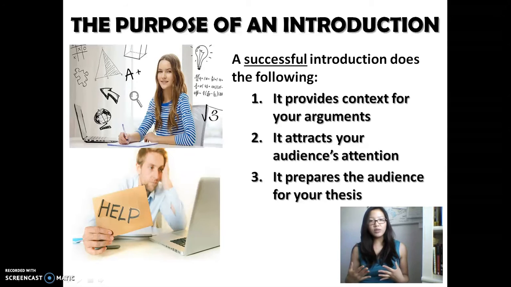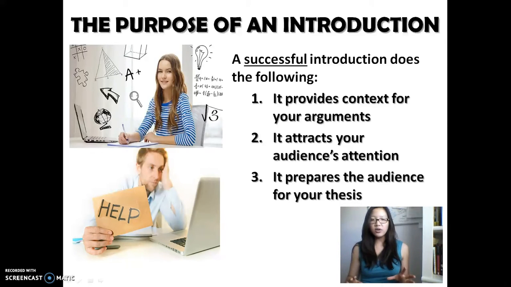So, starting with the purpose of an introduction, we can say that a successful introduction does the following. First, it provides a context for your arguments. Context meaning that there's some background information provided, but not too much, just a little tidbit of information so that your reader is enticed by what you're going to be informing them throughout your essay, which ties into part 2. Your introduction attracts your audience's attention. You may do this by using a hook, a quotation, and so forth.